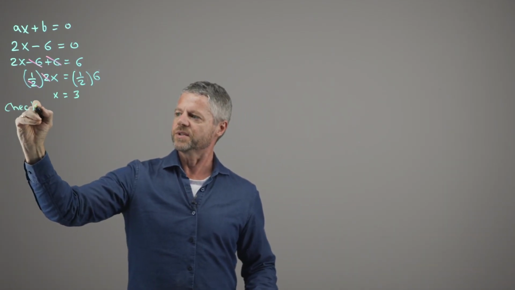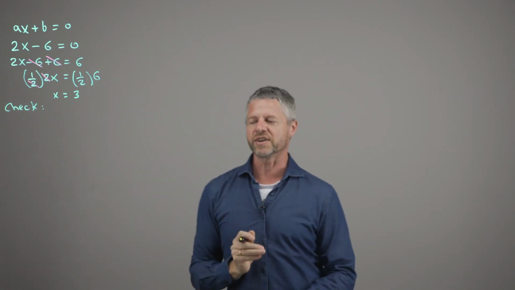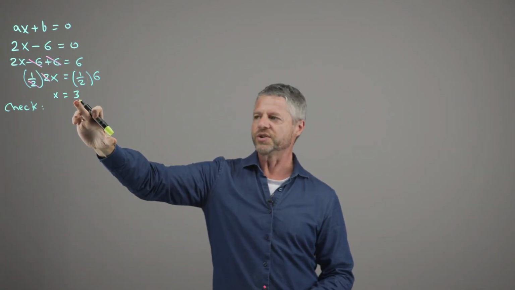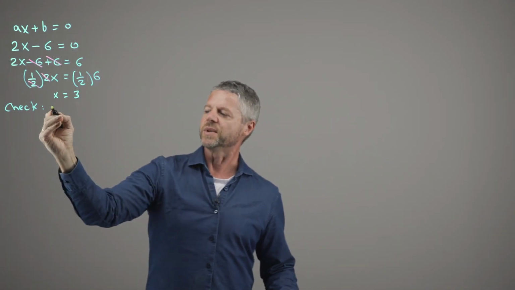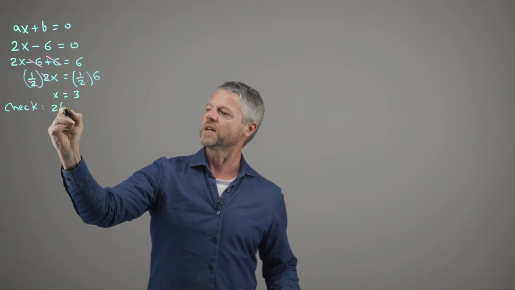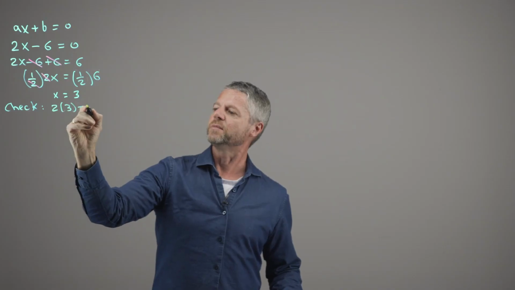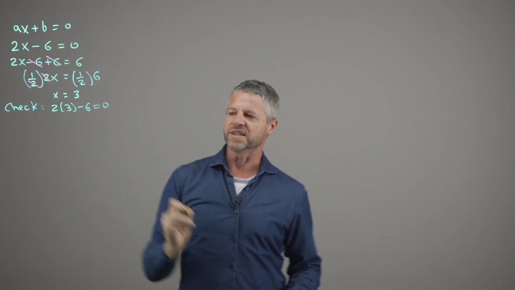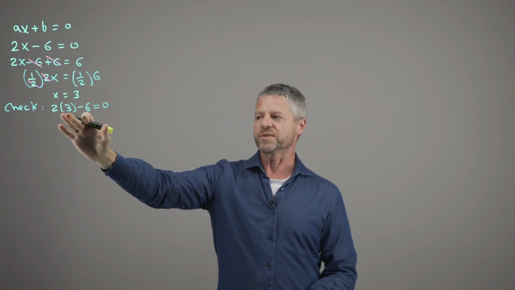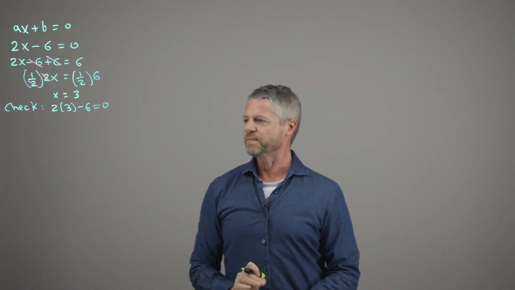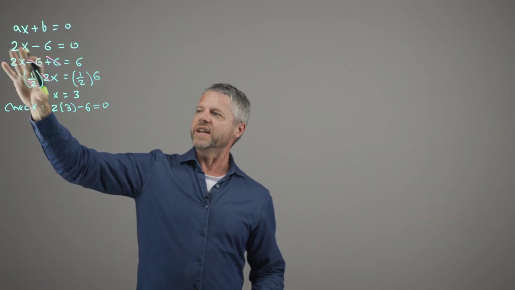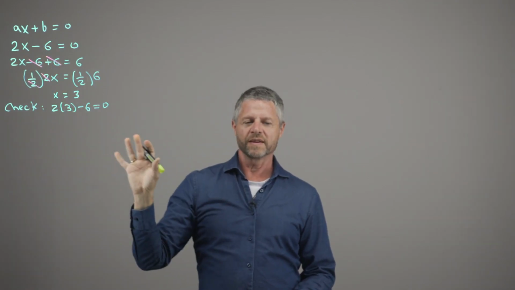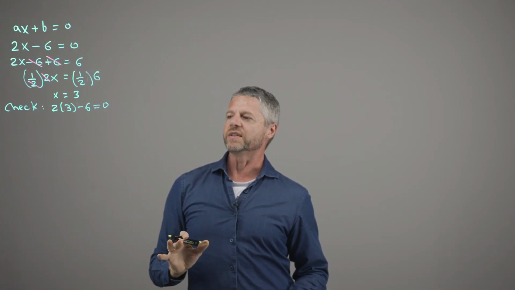Anytime you solve an equation like this, check your answer by taking your solution and plugging it back into your original equation. So we're going to check that 2 times 3 minus 6 does indeed equal 0. 2 times 3 is 6, 6 minus 6 is 0. So a linear equation of this form only has one solution, as I say.